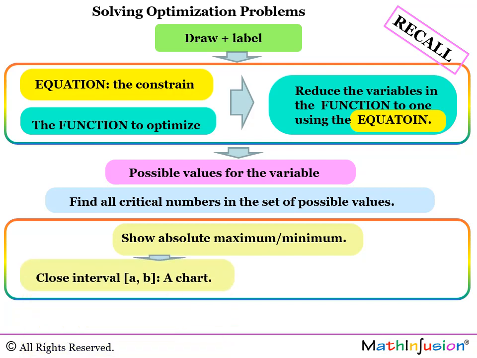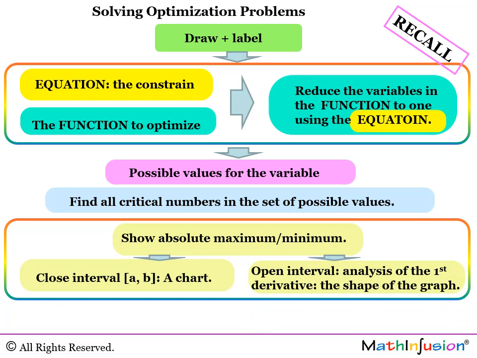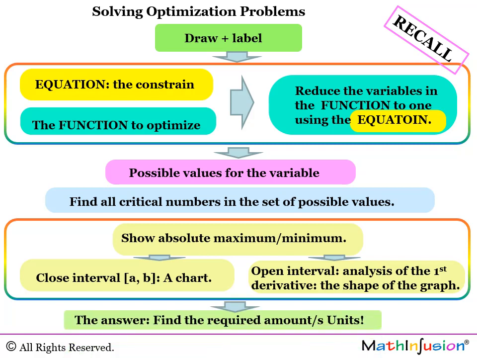If it's a closed interval, we are just going to use a chart and we are going to check all the critical numbers and the endpoints a, b. If this is an open interval, we are going to do the analysis of the first derivative and we are going to find the shape of the graph. Don't forget that the answer should many times have units.